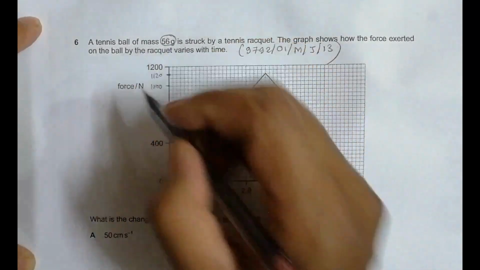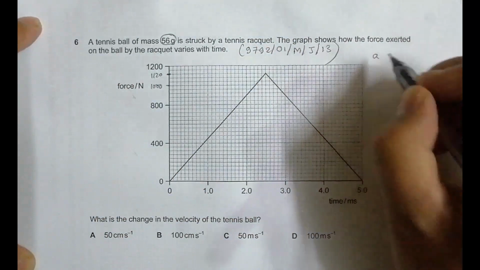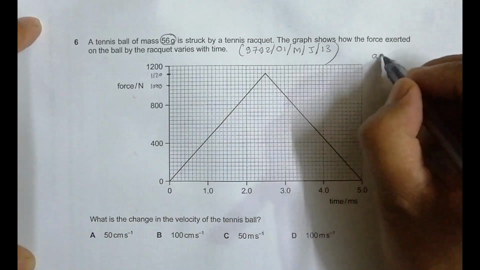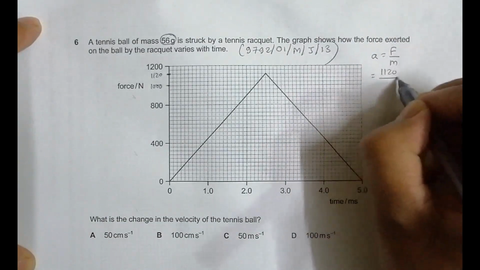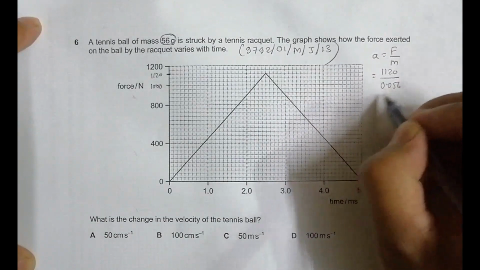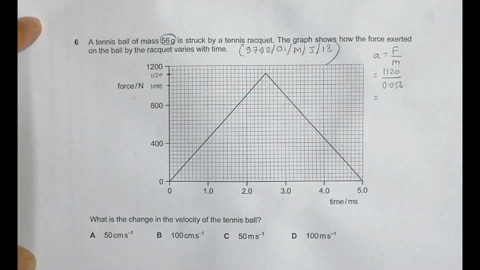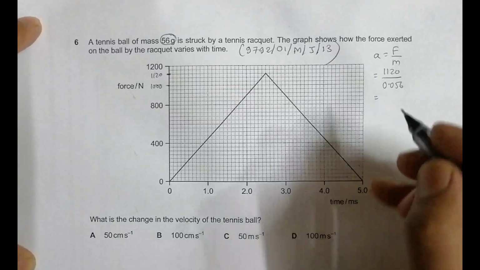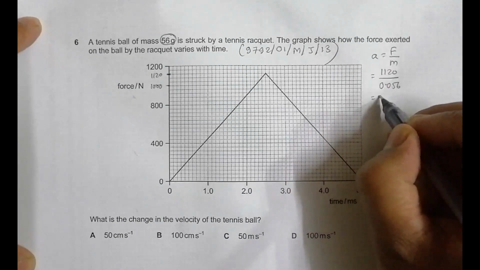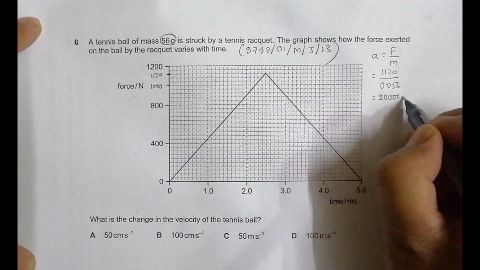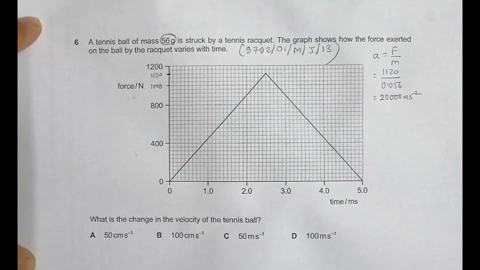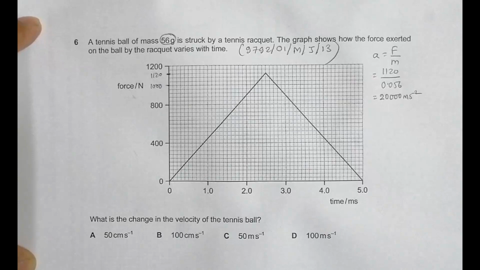The mass given here is like this. What we must have is the acceleration at this point. The maximum acceleration should be equal to force by mass, that's equal to force 1120 Newton and mass 0.056. When I do it in the calculator, it is 1120 divided by 0.056, equal to 20,000 meter per second square. So pretty large value of acceleration. This is 20,000 meter per second square.